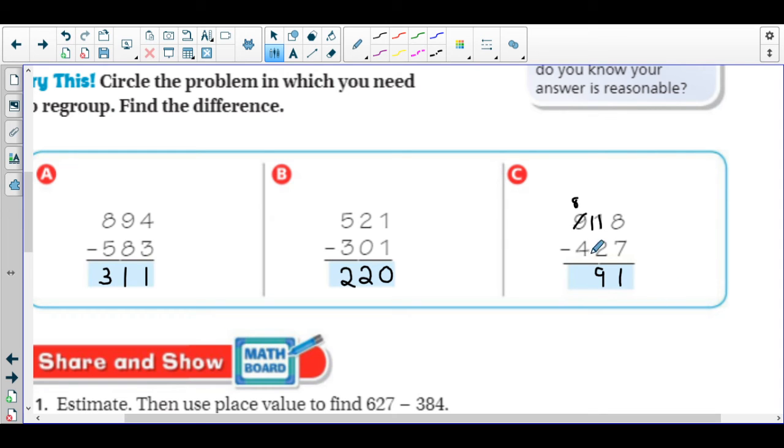And then right here, can I take 4 from 8? Yes, I can. That would be 4. So this one right here, this last one, is the one that they wanted, showing that that's the one you needed to regroup. And you're able to see that because we had to manipulate and do some things here with these numbers up here.